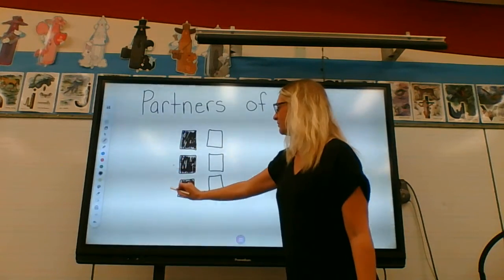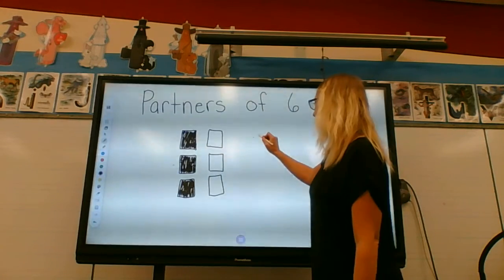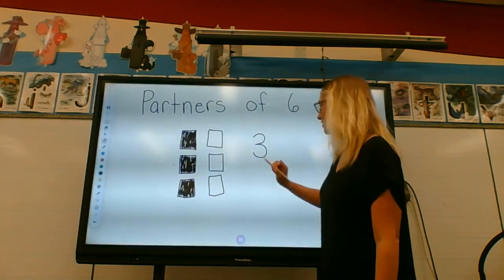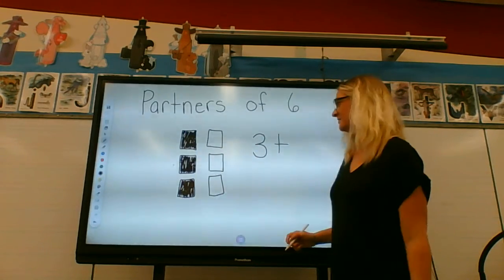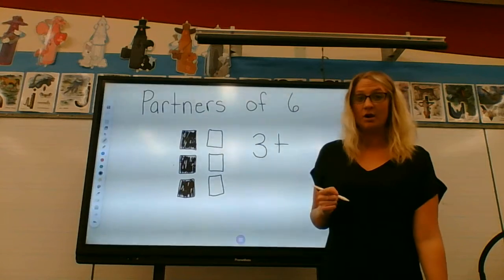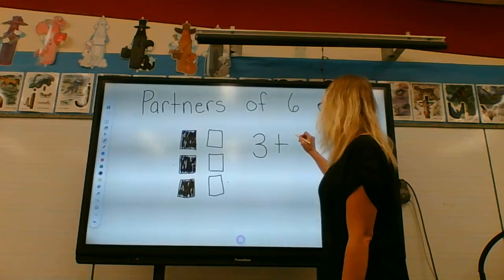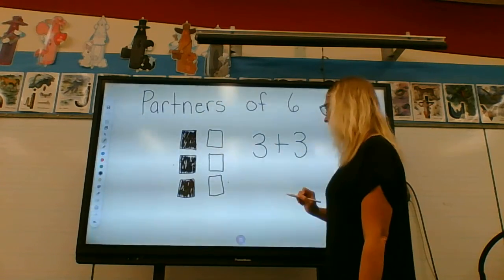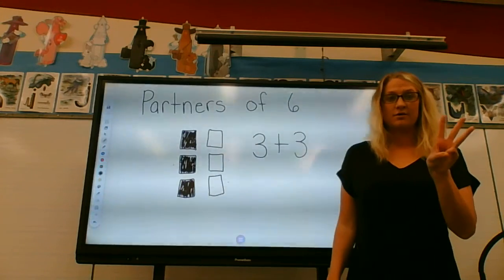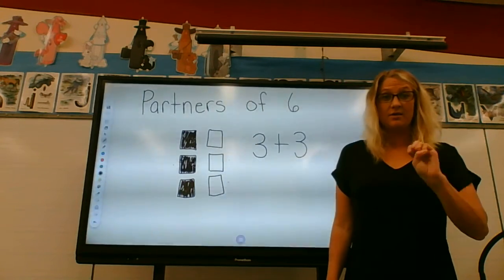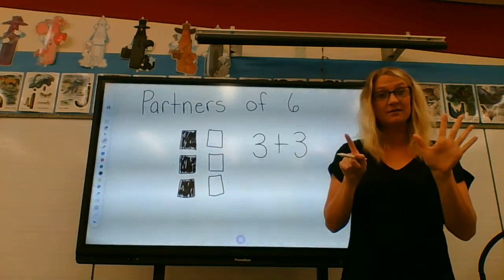1, 2, 3. We have 3 squares that are shaded. So 3 is our first number in our equation. And we add our plus sign because we know we're adding to get to 6. Now we count how many are not shaded. 1, 2, 3. So 3 is our second number in the equation. And now we know that our partners of 6 here are 3 and 3. 3 plus 3 equals 6.